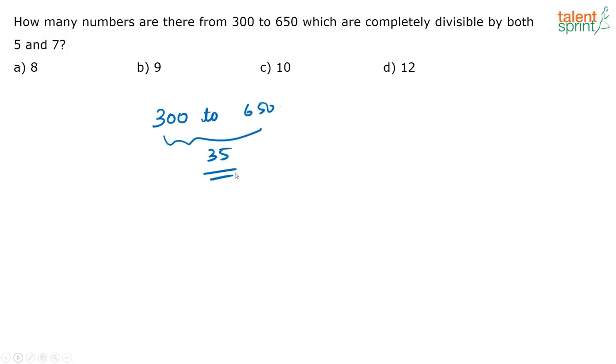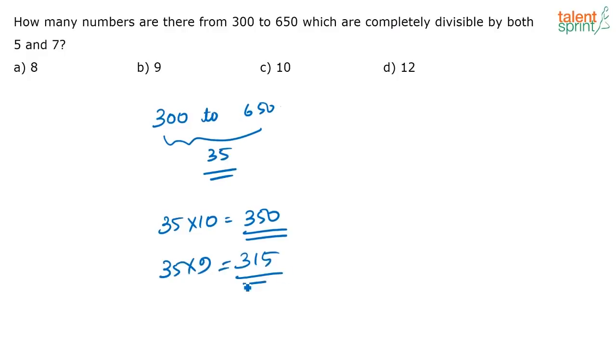Again, see, how do you go about solving this? You know what is 35 into 10? 35 into 10 is 350, correct? So after 300, what will be the first multiple of 35? It has to be 35 into 9, correct? 350 minus 35 will be 315. So the first multiple of 35 after 300 will be 315, which is equal to 35 into 9.